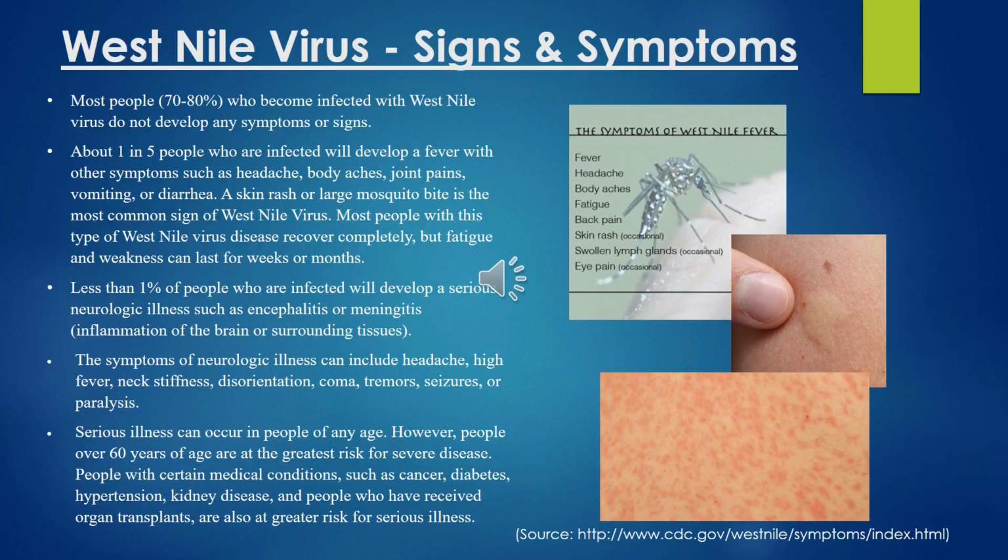Serious illness can occur in people of any age. However, people over 60 years of age are at the greatest risk for severe disease. People with certain medical conditions such as cancer, diabetes, hypertension, kidney disease, and people who have received organ transplants are also at greater risk for serious illness. Most of this information came from the CDC website, which I have listed as the source.